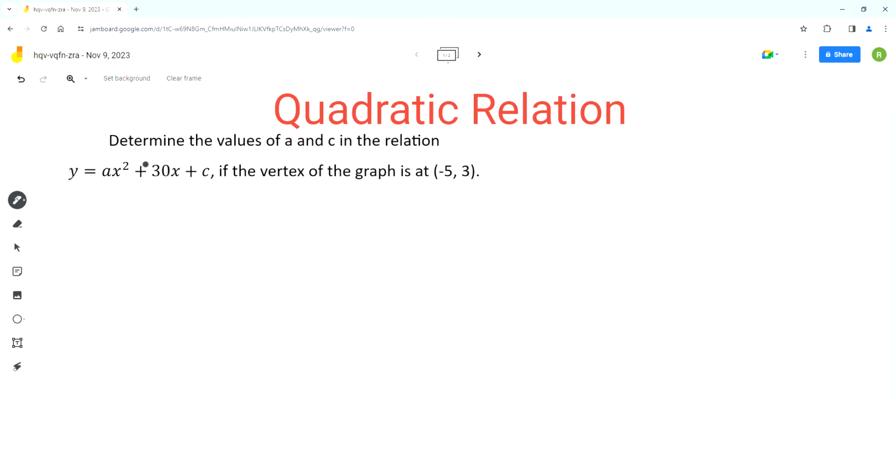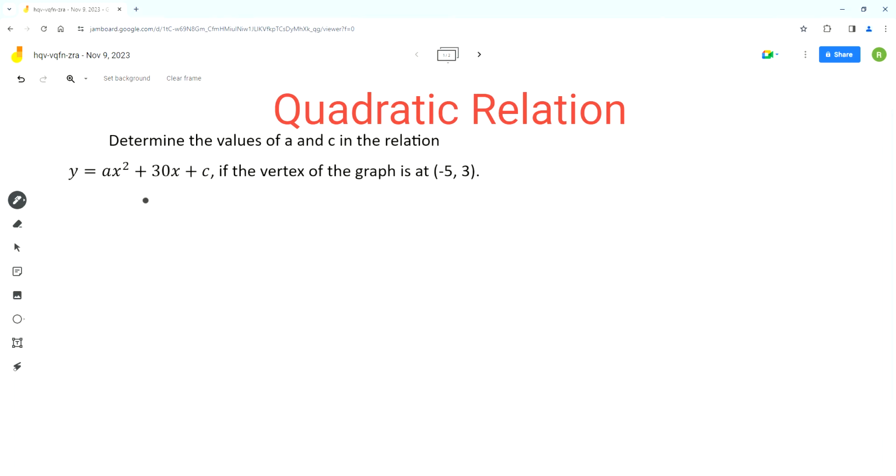We have to find the values of a and c in this given relation y equals ax squared plus 30x plus c if the vertex of the graph is at -5, 3. Now we have to find the values of a and c. Now a here represents the coefficient of the x squared term and c is this number term in this relation.